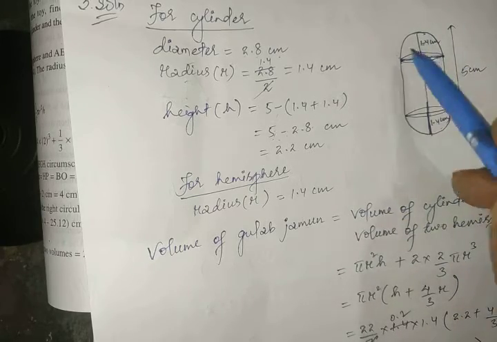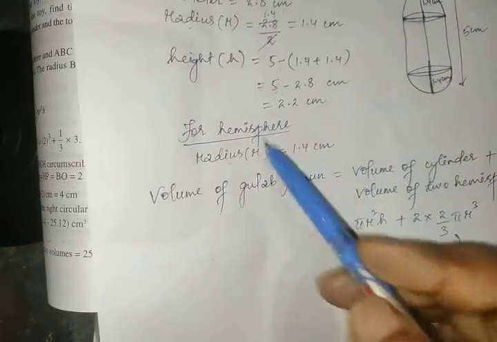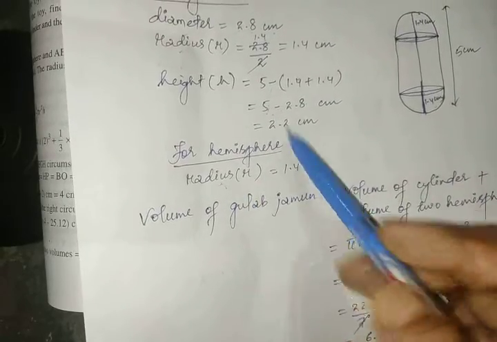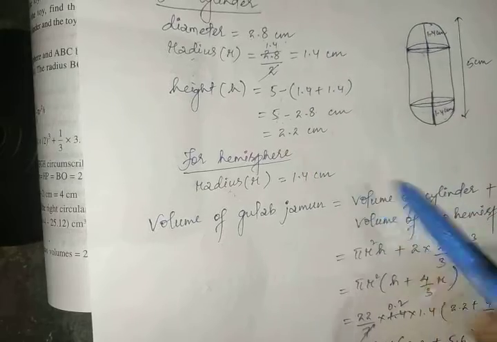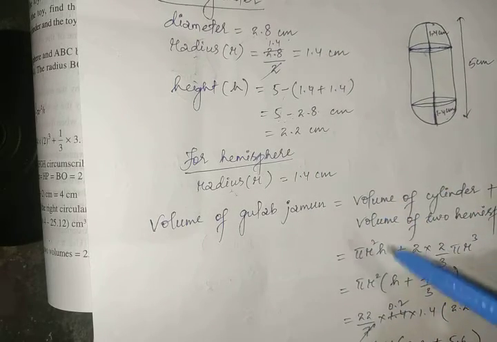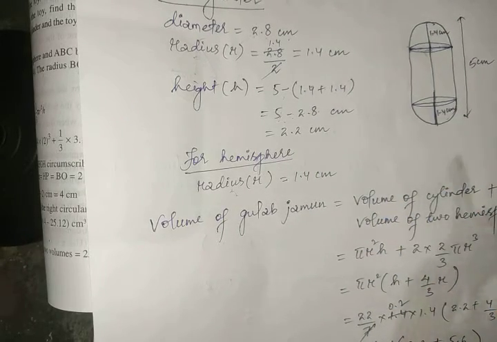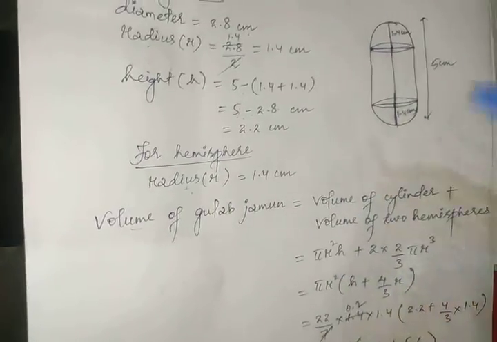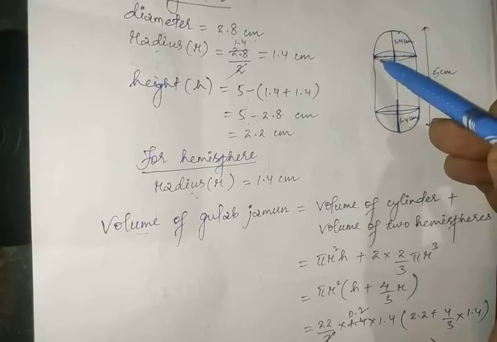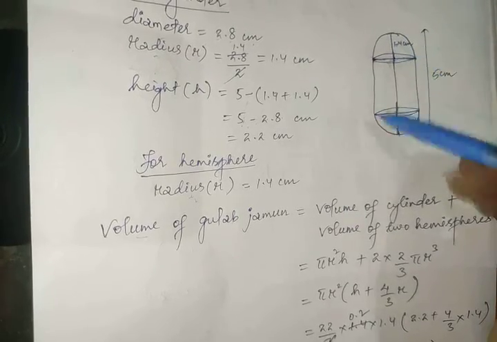Now let us write for the hemisphere. For the hemisphere we need only the radius, and the radius is already given. Diameter is the same, so obviously the radius will also be the same, 1.4 centimeter. So now we have to find the volume of the gulab jamun. As you can see in the figure, you have a cylindrical part and then two hemispherical parts.